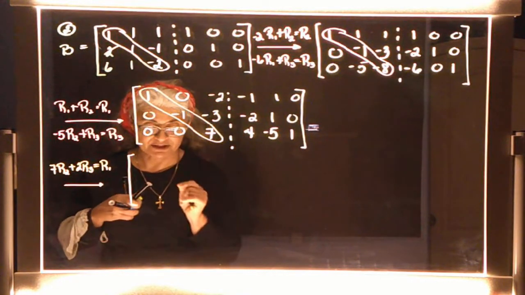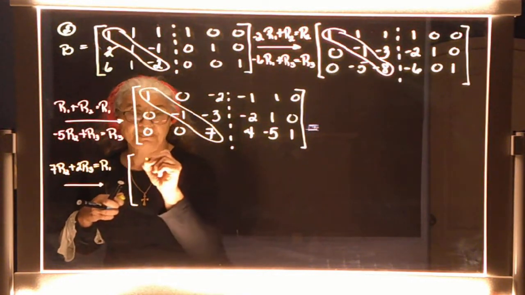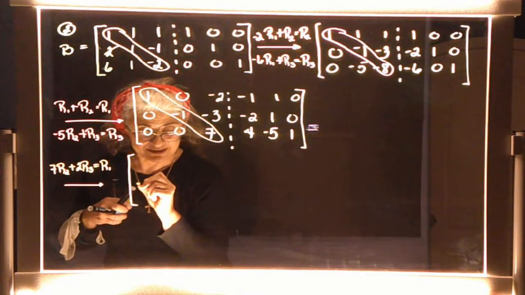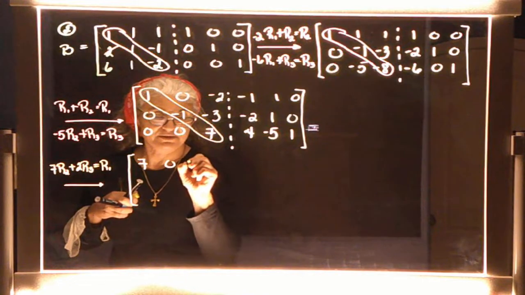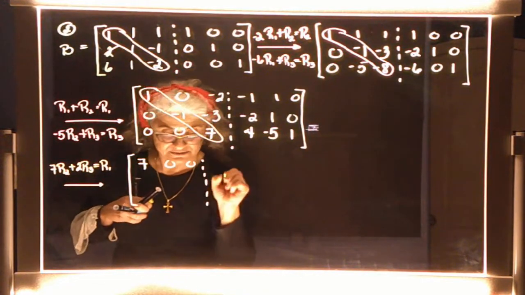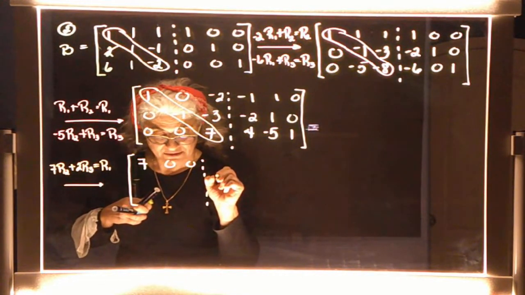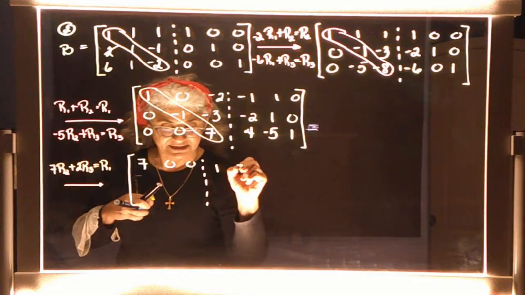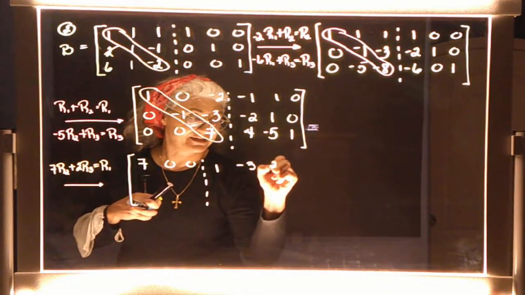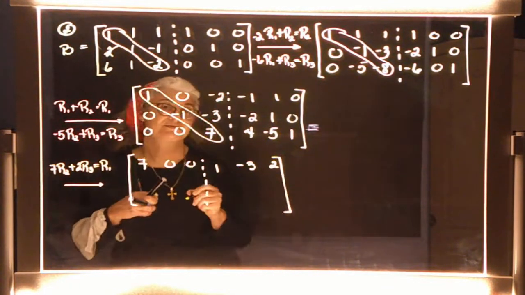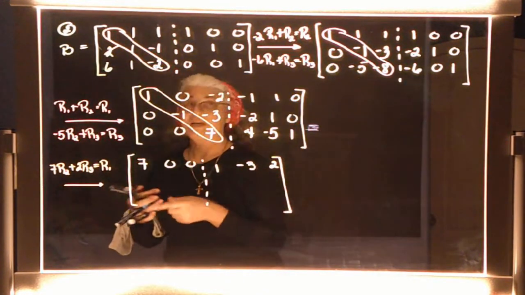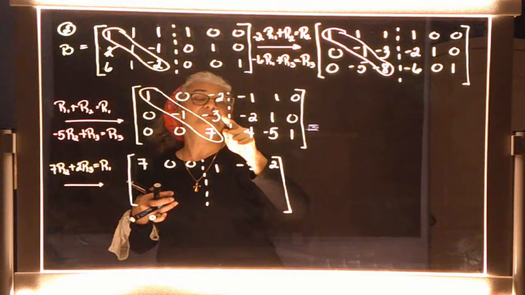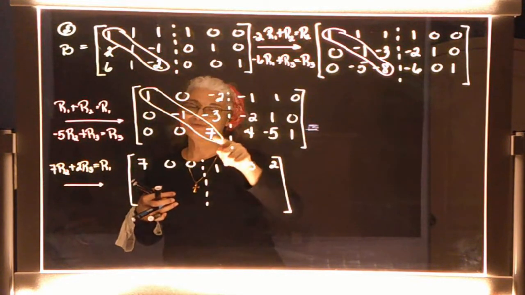Okay, so let's see if we got the same numbers. I get 7, 0, 0, 1, negative 3, and 2. Good? Okay. But I still need to make this negative 3 into a 0 using that 7.